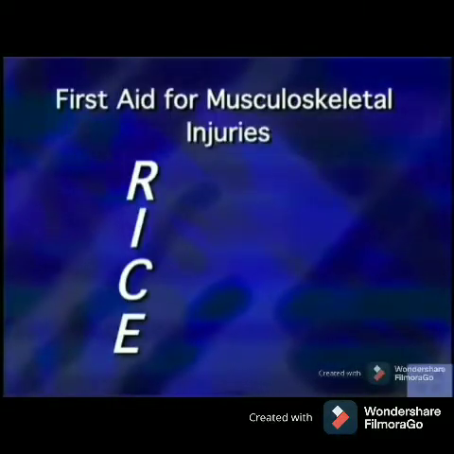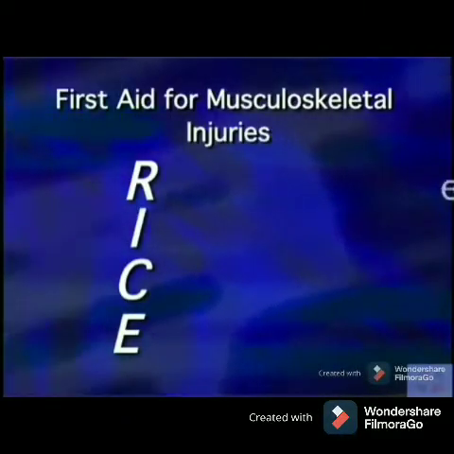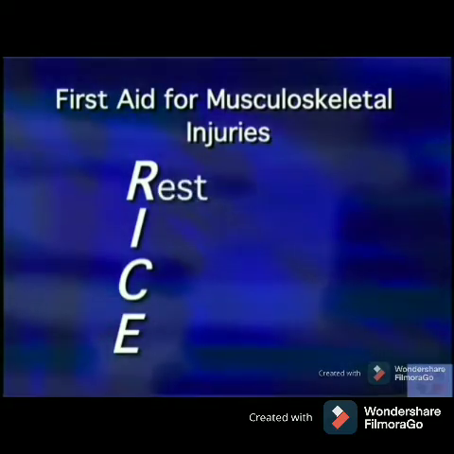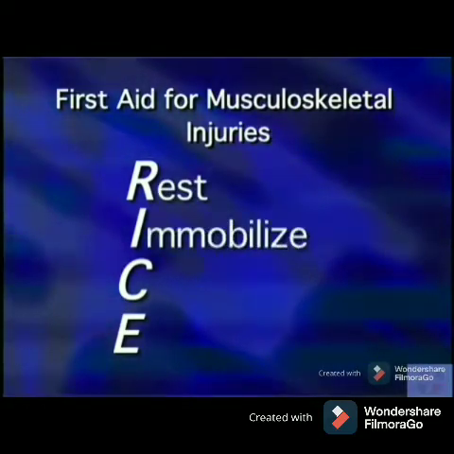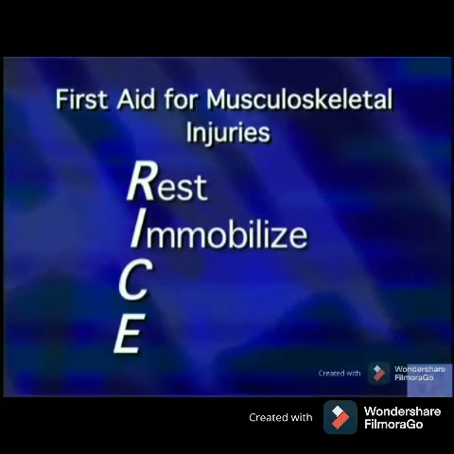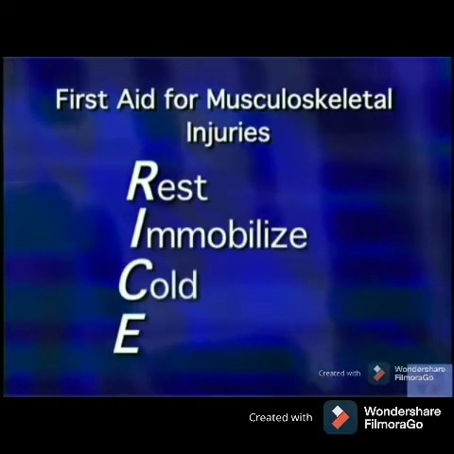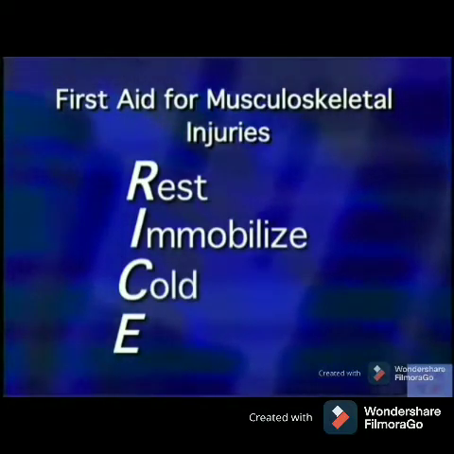First aid is the same for all muscle, bone, and joint injuries. Keep the person as comfortable as possible and avoid causing further pain. Just remember the acronym RICE. R stands for rest, I stands for immobilize, C stands for cold, and E stands for elevate.